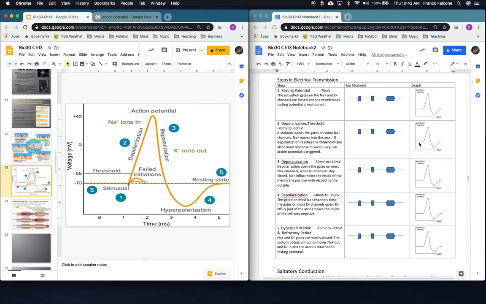So what I want you to do here is draw in where you have your threshold level, draw in a little blip here. Just a little line going up and down, and label it. It means that if the stimulus is not strong enough, it will not create an action potential and it'll just go back to the resting potential.